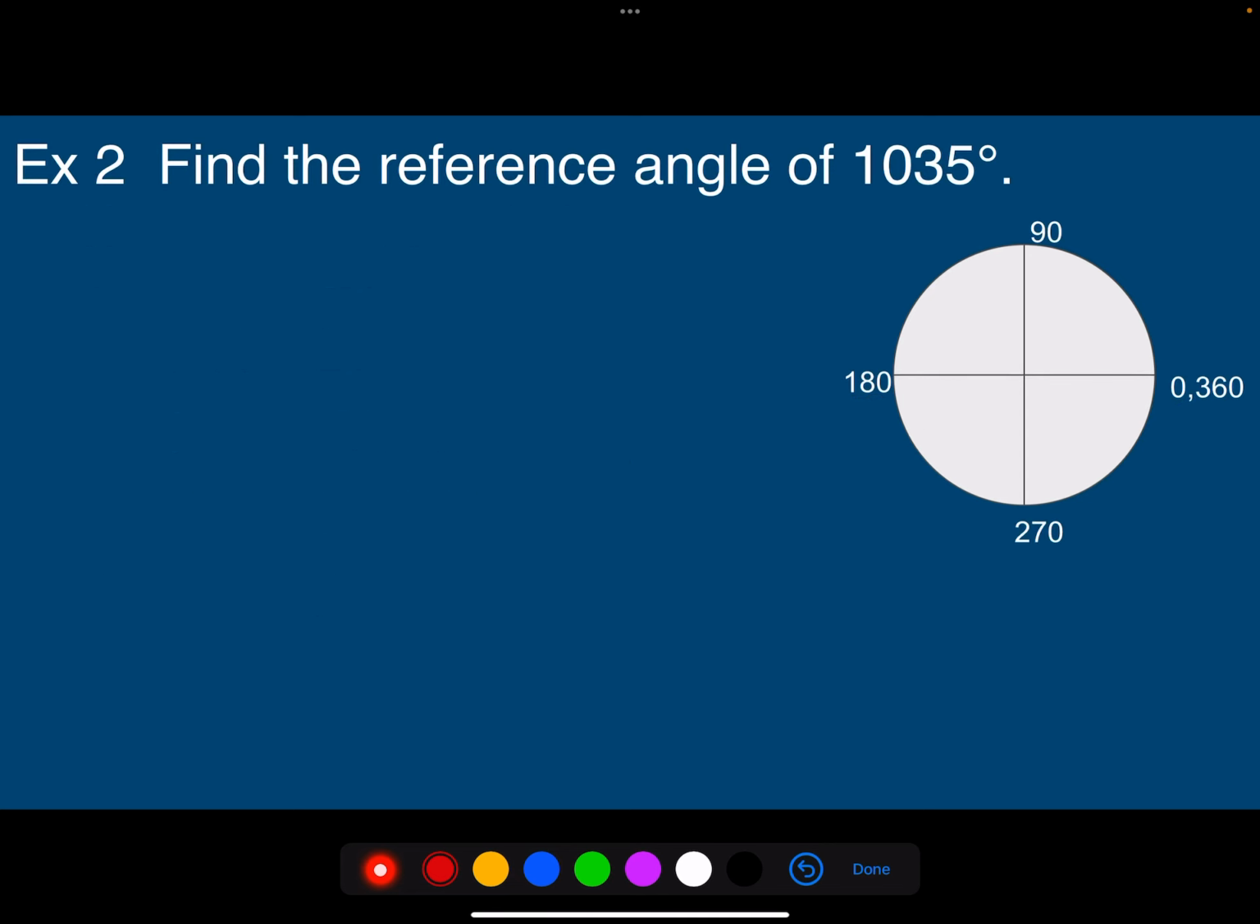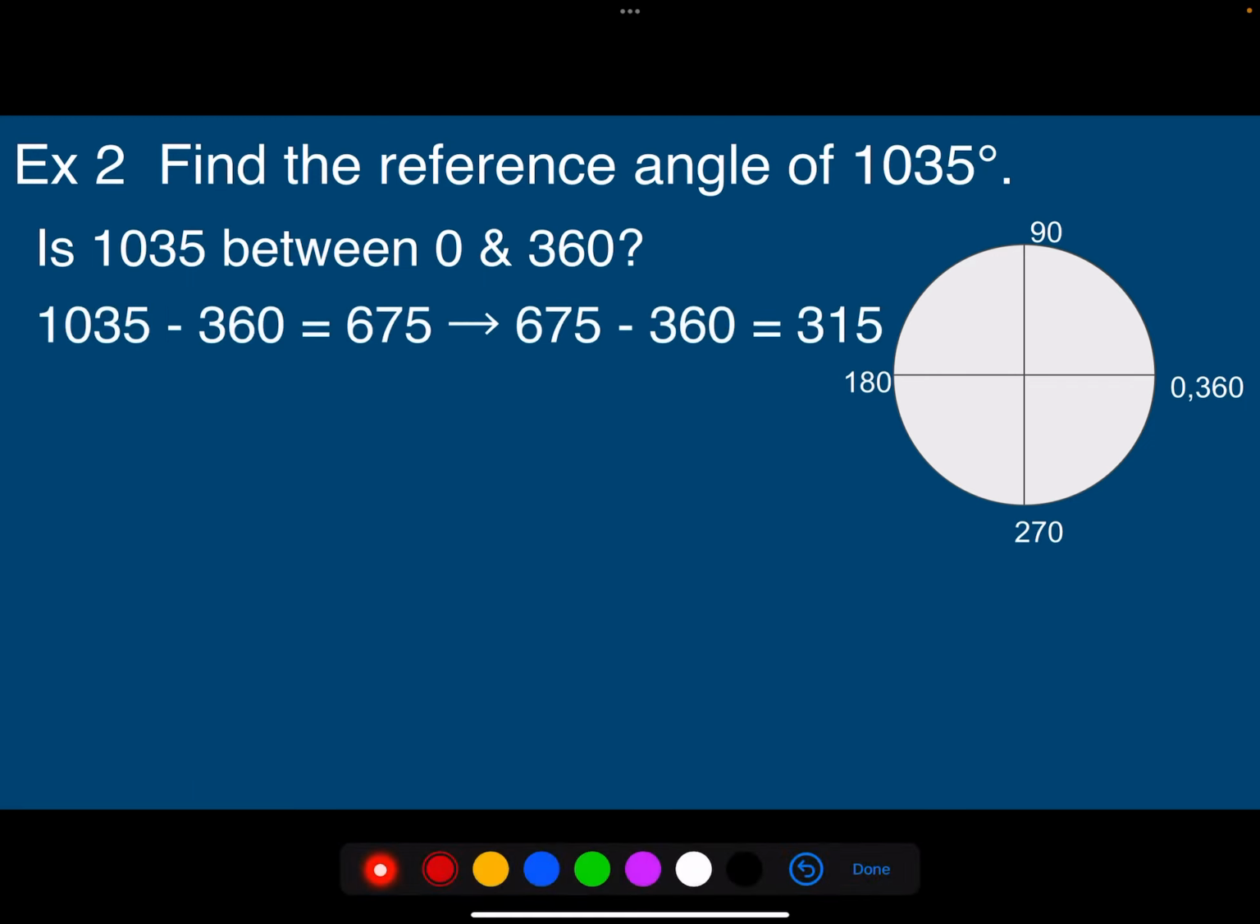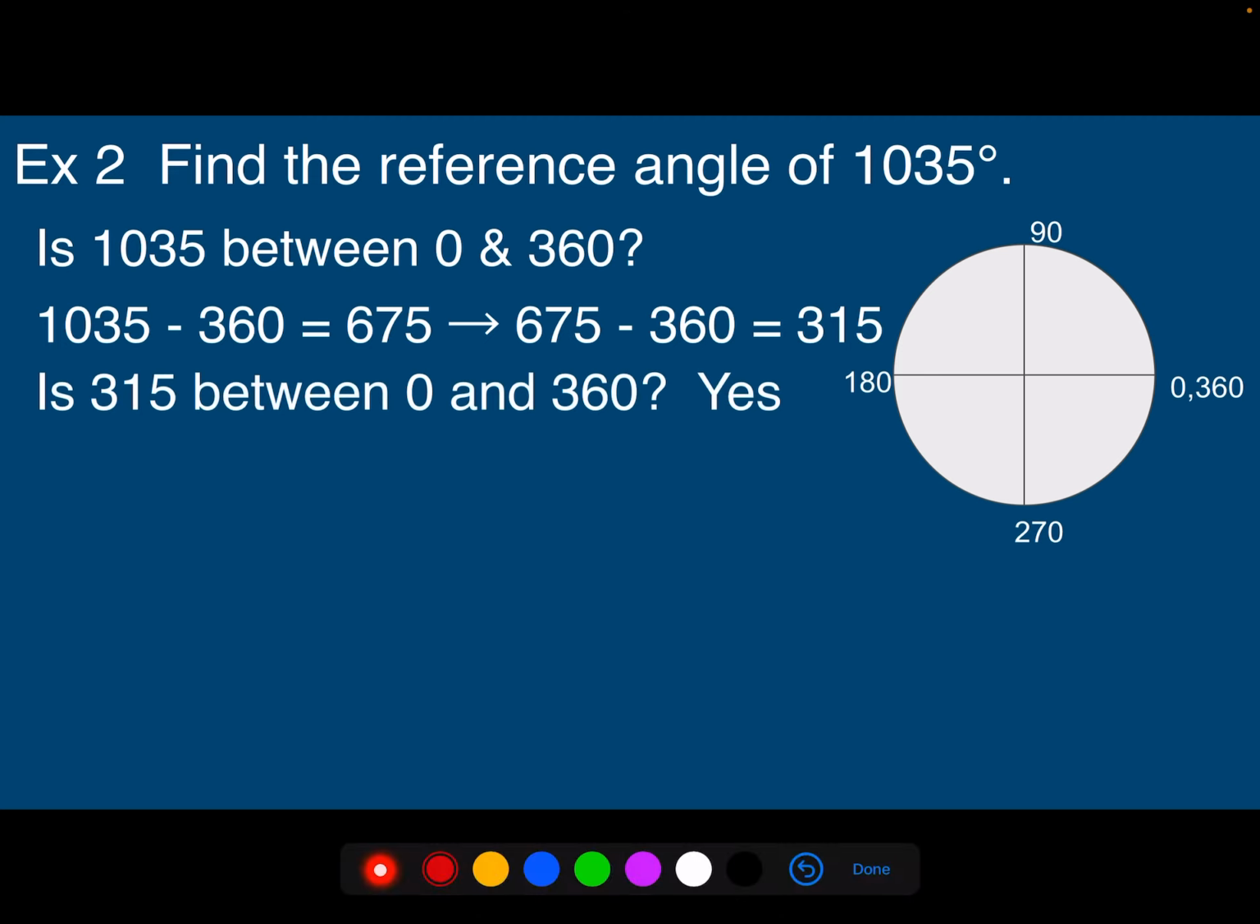So my suggestion would be pause for a second. See if you can do 1035. See what you get, and then come back and see if you're right. So remember, 1035 is my question. Is it between 0 and 360? It's not, so I'm going to keep subtracting until it is. And now I know that 315 is between 0 and 360.